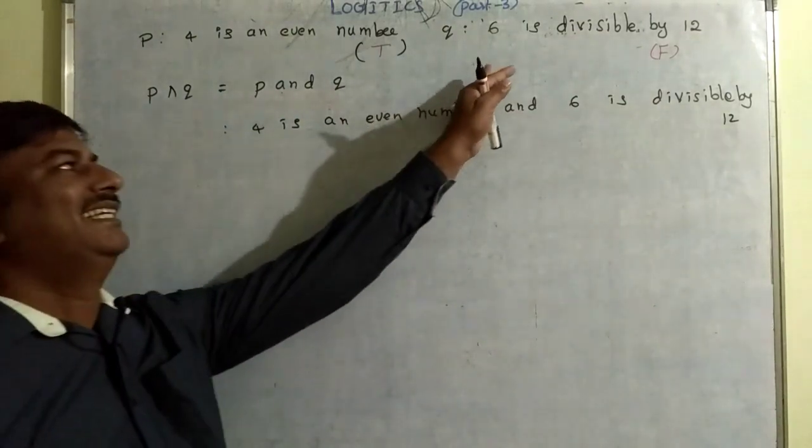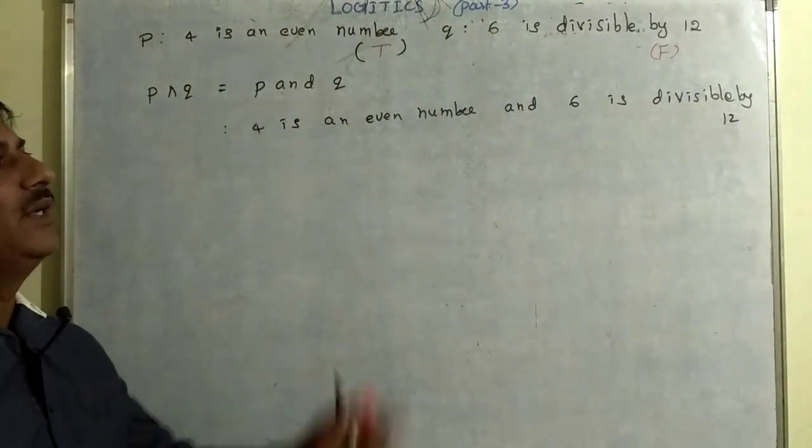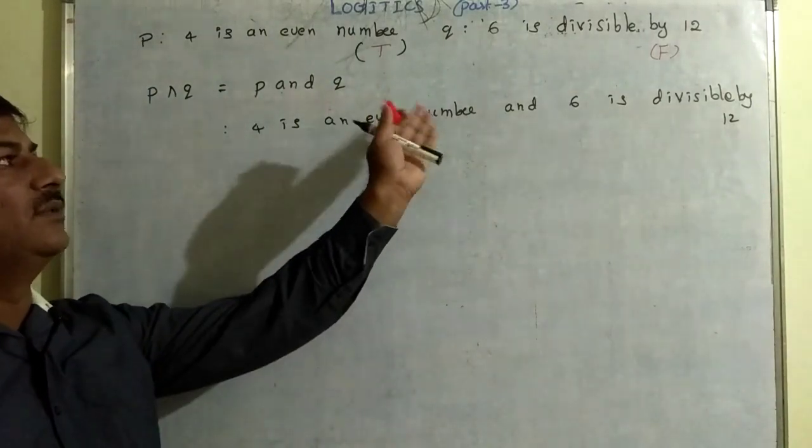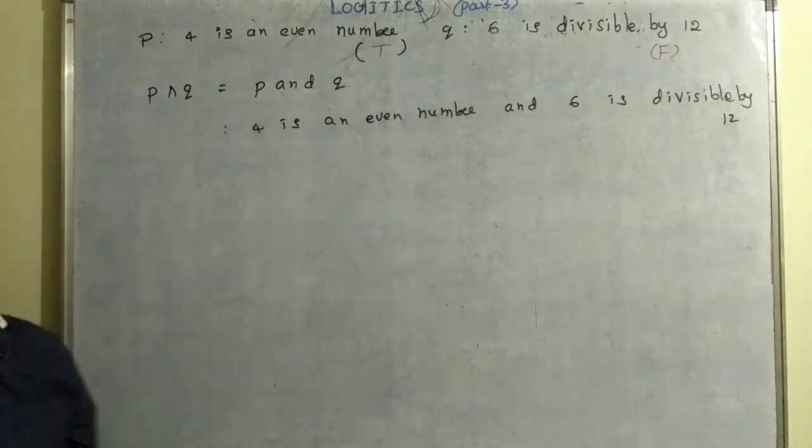Reason 4: 6 is divisible by 12 is false, because 12 is divisible by 6, but 6 is not divisible by 12.